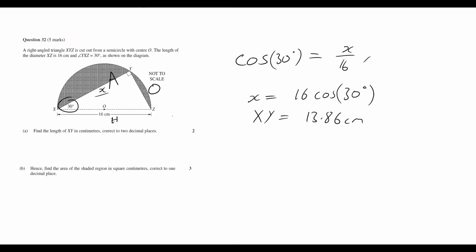All right, moving on to part B. It says, hence, find the area of the shaded region in square centimeters, correct to 1 decimal place. Okay, so to find the area of the shaded region, first of all, we recognize that this larger shape is a semicircle. So the area of a semicircle is going to be given ordinarily as half pi r squared. So we'll go ahead and write that out. So half times pi times our radius, which is 8, so 8 squared.